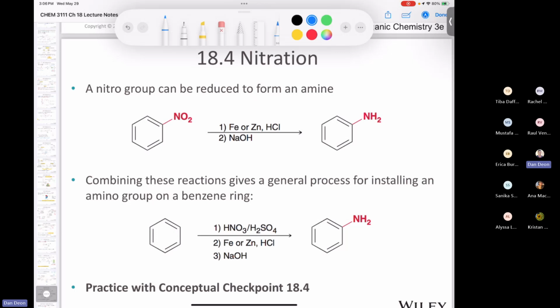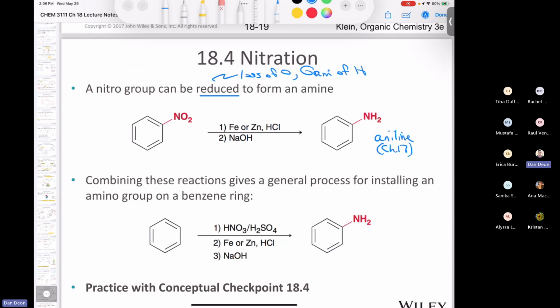Okay, we're going to use it to block some other groups from interfering in synthesis. But for the nitro group, you guys recognize this compound here. This is aniline. You had to memorize this in chapter 17. And so you can actually reduce the nitro group. Keep in mind this is reduction. We're losing oxygen, so loss of oxygen, gain of hydrogen. Those are both definitions of reduction.